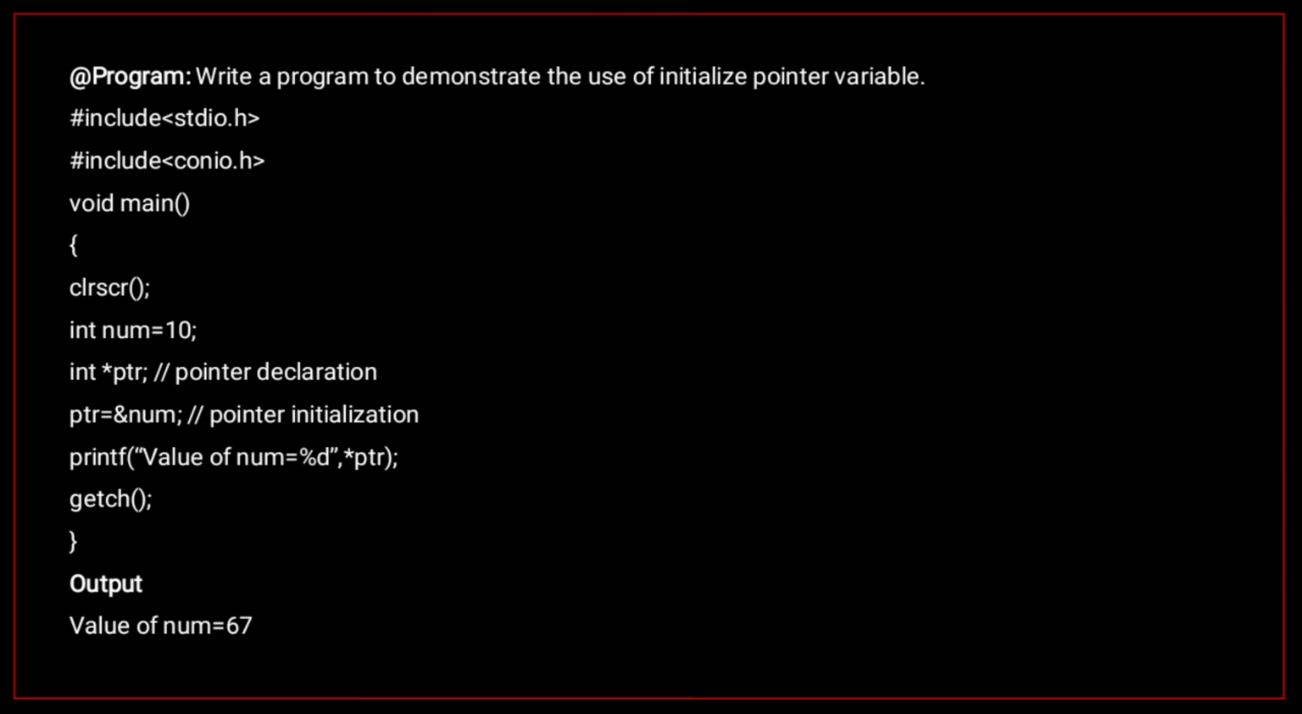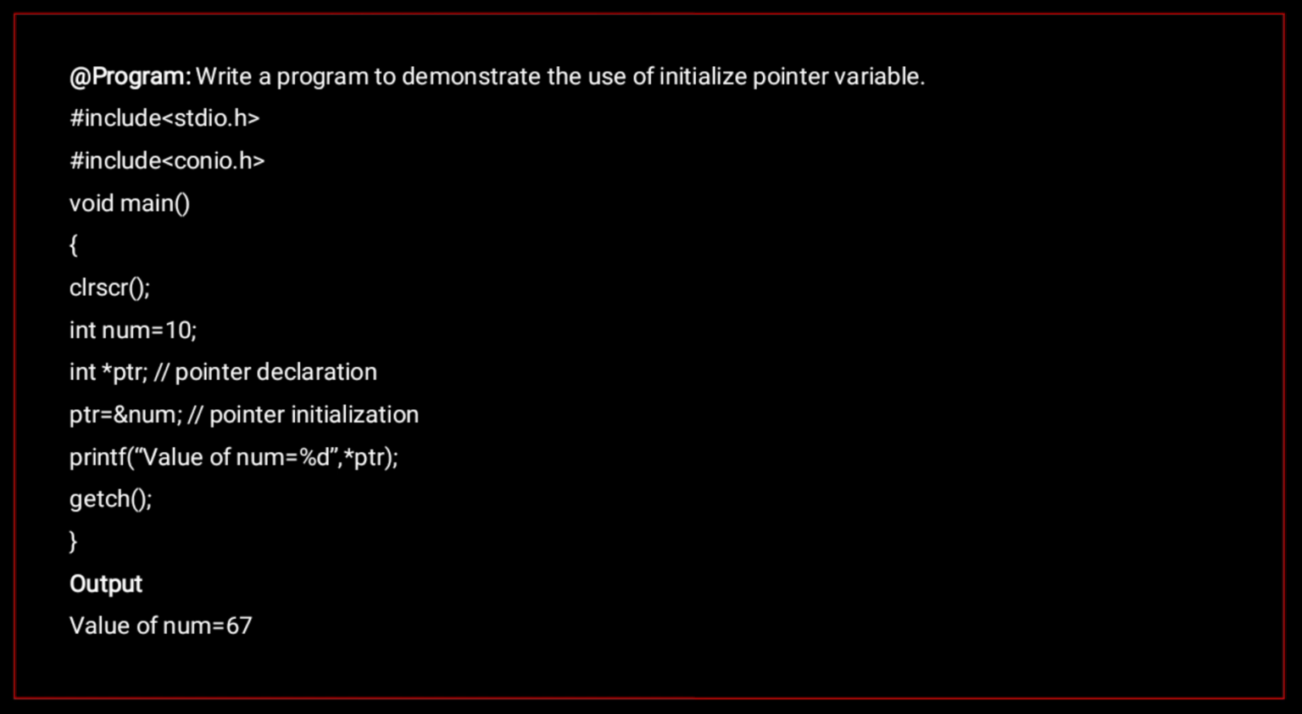Now first we include two header files, stdio.h and conio.h. Then we write void main. Then we use clrscr function to clear the screen. We define one variable num and initialize value to 10. Next, to declare a pointer variable, we use a statement int star ptr semicolon. This statement is a pointer declaration. Next statement, to initialize a pointer, we use a statement ptr equal to ampersand num semicolon. This statement is pointer initialization.